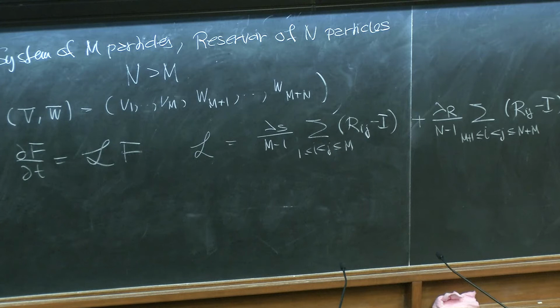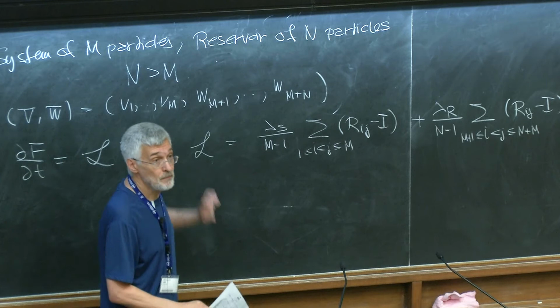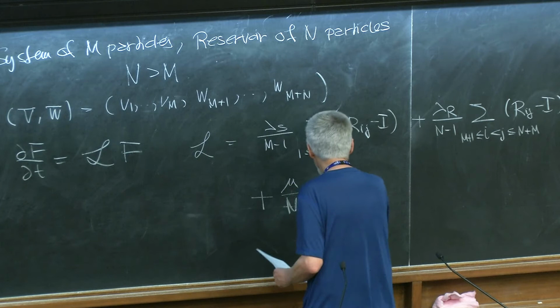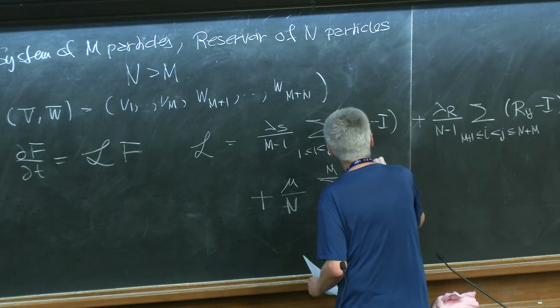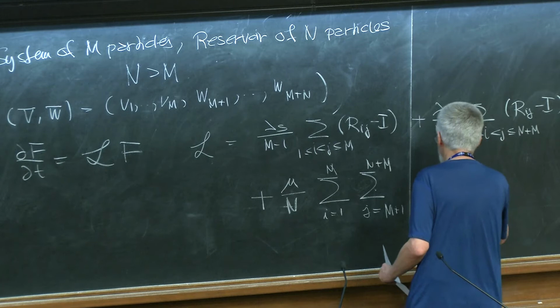And now you need an interaction between the reservoir and the particles. The way you write this down is mu divided by n, and I have to explain this, a double sum, i runs from 1 to m, and j runs from m plus 1 to n plus m, and then you have R ij minus the identity. Okay? That's what you have.